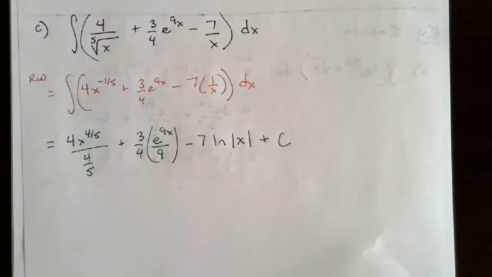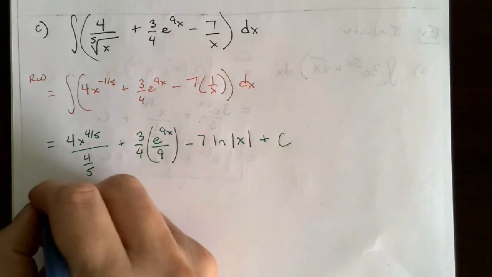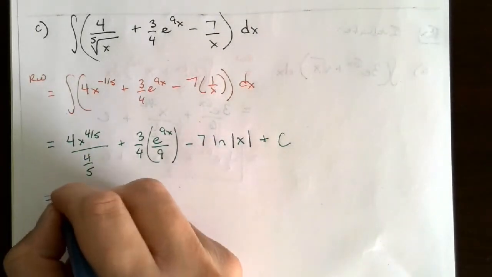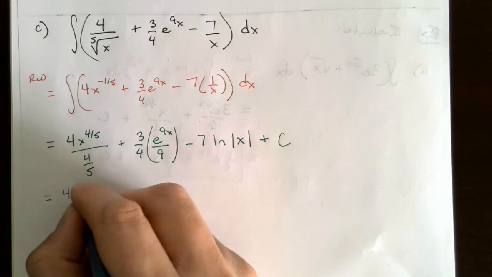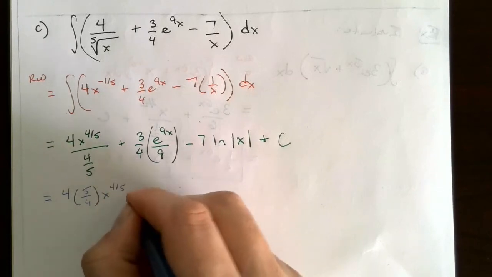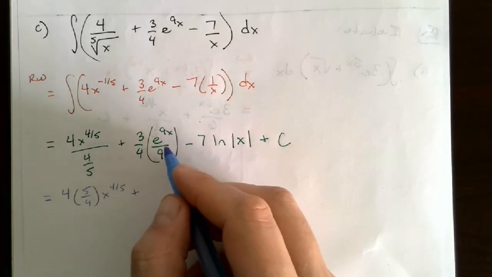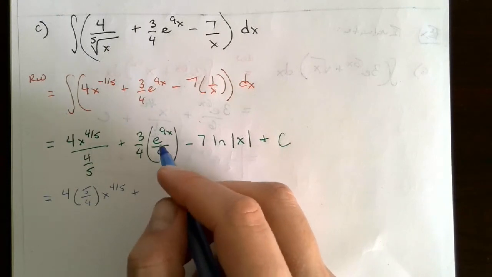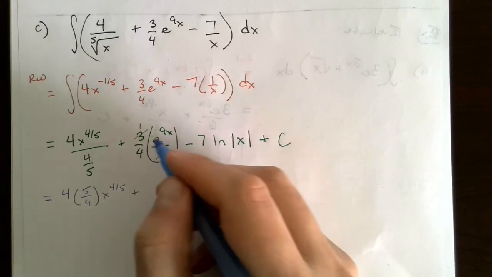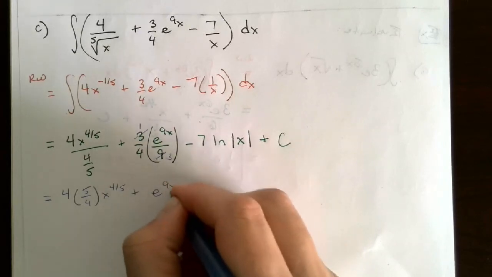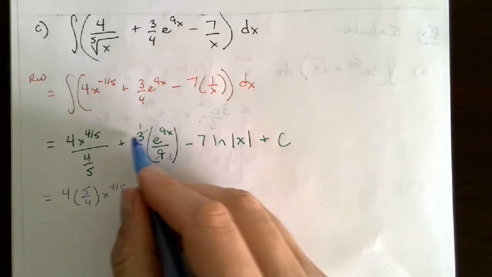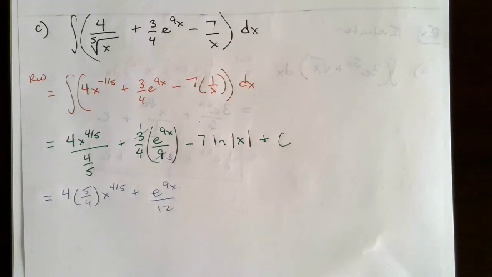And then let's simplify this. Remember, when you divide by a fraction, you multiply by the reciprocal. So this is the same as saying 4 times the reciprocal. This is 5/4 x to the 4/5 power. Plus here, I have 3/4 times e to the 9x over 9. It might be easy enough to see that the 3 and the 9 share a common factor of 3. This becomes 1, this becomes 3, and you end up with e to the 9x over 12, because you're multiplying 4 times 3 together in the denominator. Remember, multiply straight through the top, straight through the bottom for fractions.